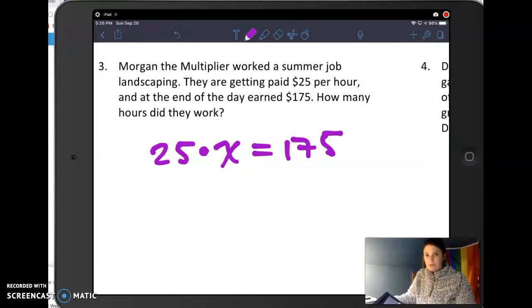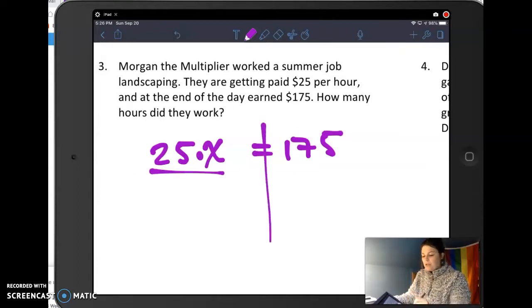Think about how many quarters are in $1.75. But in algebra, if we want to learn about how this is solved, we don't use the multiplication symbol because mathematicians are lazy and they want to skip it. So that looks like this, but there's actually secret multiplication.